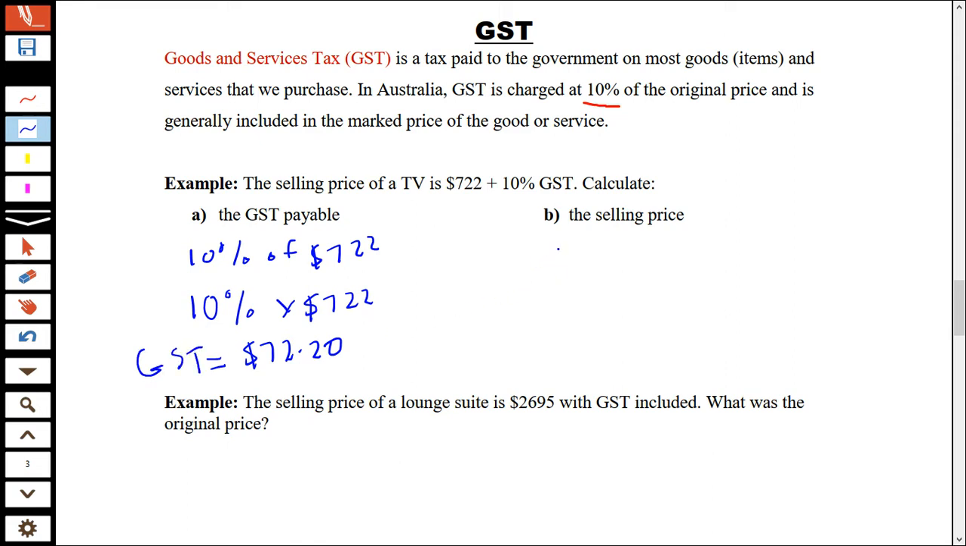Right, so that is your GST, your Goods and Services Tax. Now the selling price will be equal to the $722 plus the $72.20, which equals, let's work it out, 722 on your calculator plus 72.20, you're going to get $794.20.